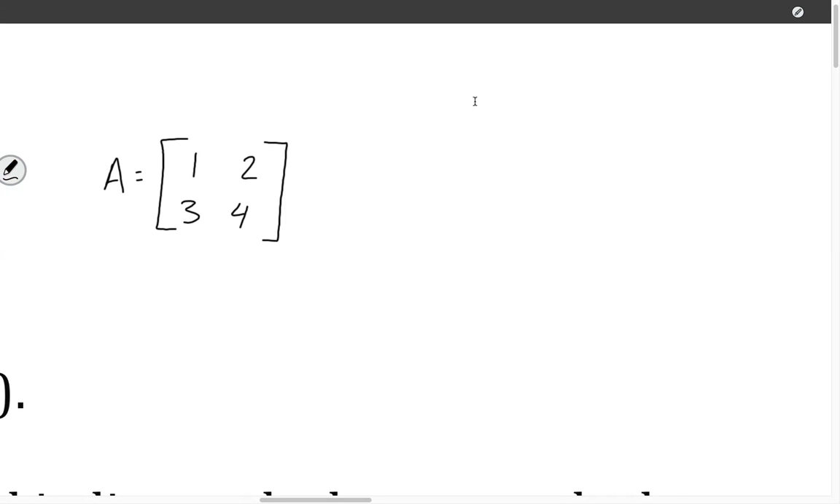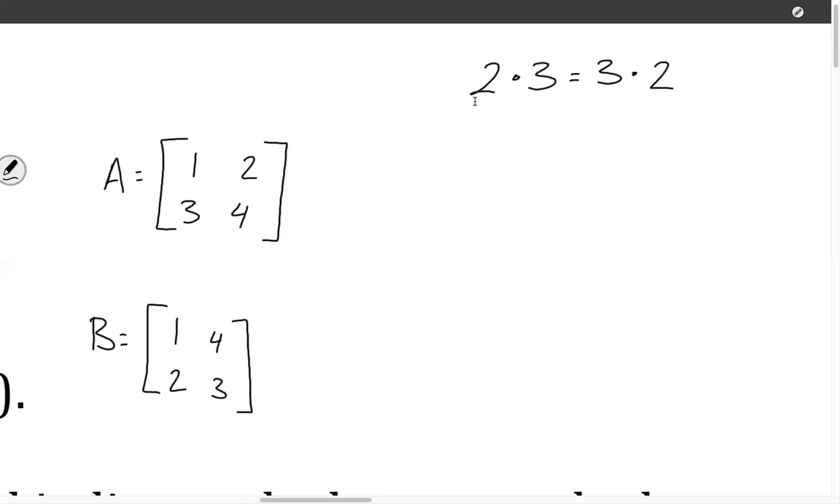I want you to do this on your calculator because it's going to be the easiest way. And for B, I'm just going to write it in a different way: 1, 2, 3, 4, like that. So I have these two matrices, okay? You okay with that, Jake? Yeah. Now, we learned in math, this is true, right? 2 times 3 equals 3 times 2. That is true. Agreed?